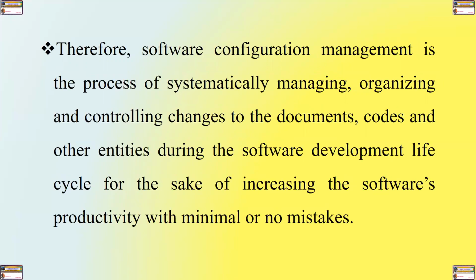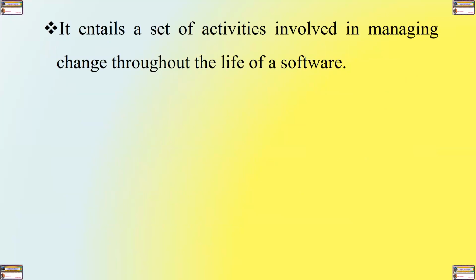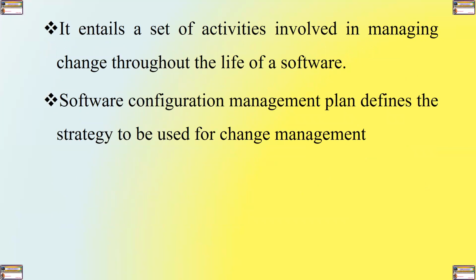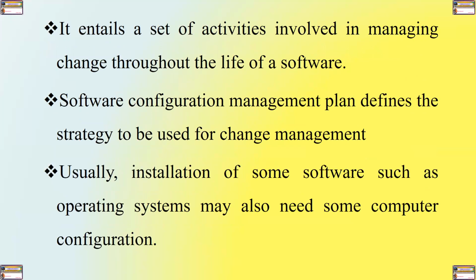Therefore, software configuration management is the process of systematically managing, organizing, and controlling changes to documents, the code, and other entities during the software development lifecycle for the sake of increasing the software's productivity with minimal or no mistakes. It entails a set of activities involved in managing change throughout the life of a software. The software configuration management plan defines the strategy to be used for change management.